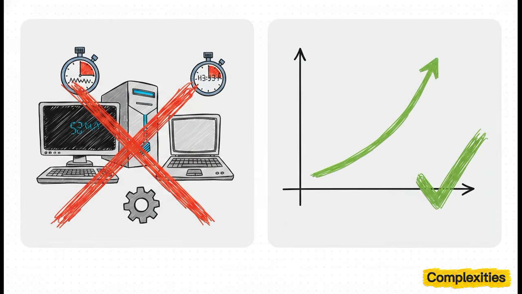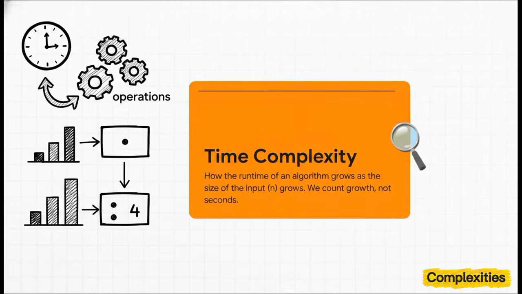And that brings us to our first huge concept, time complexity. This has nothing to do with seconds on a clock. It's all about counting the number of operations. See, we ask questions like, if we double the input data, does the number of steps we have to take also double? Or does it maybe quadruple? Or does it barely even change? That relationship is what it's all about.